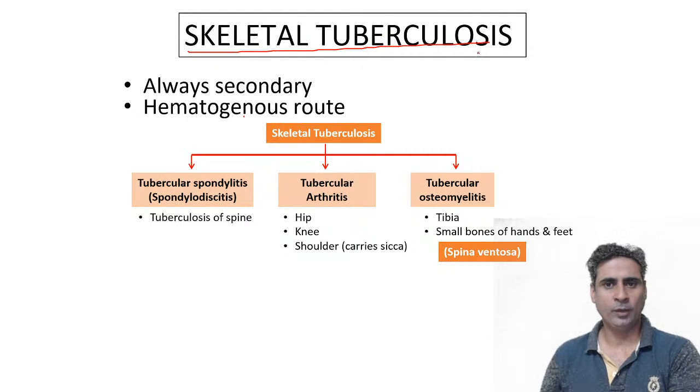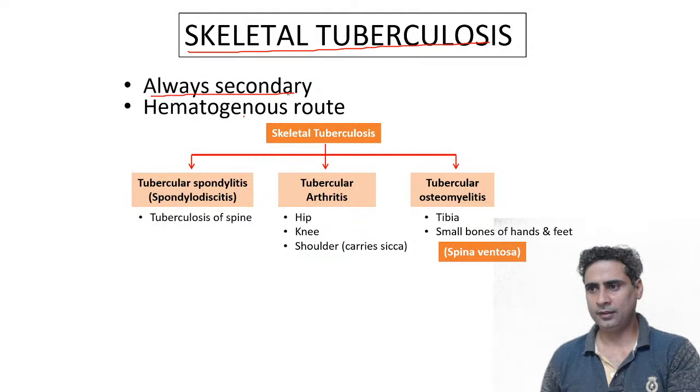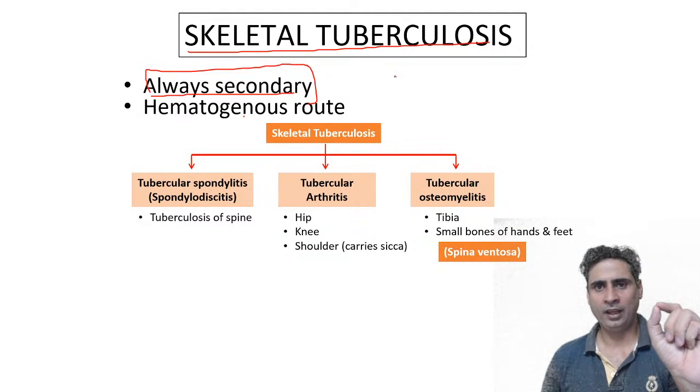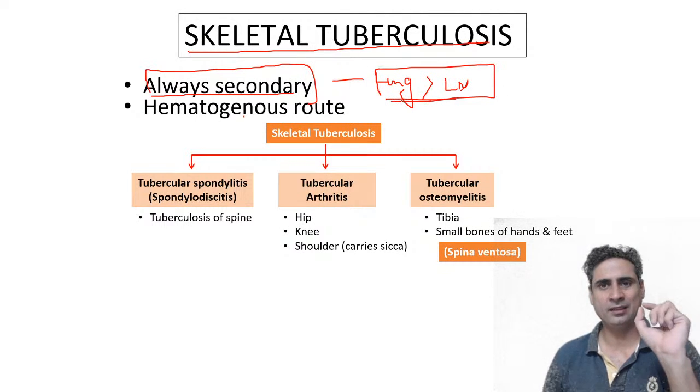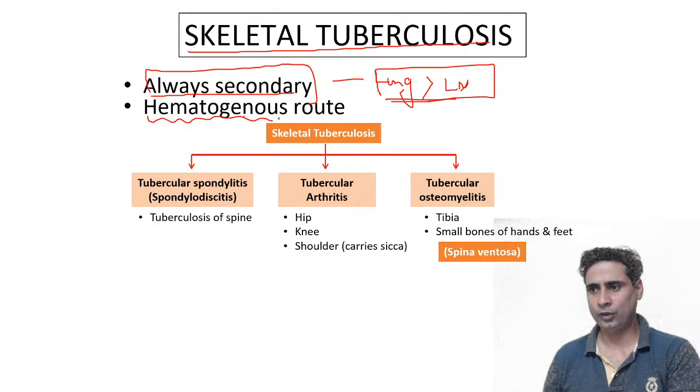Okay, tubercular infections. It is always secondary, and the most common primary site from where infection comes to the bone is lung, followed by lymph nodes. So from lungs and lymph node, this Mycobacterium tuberculosis reaches the bone through hematogenous route, either bones or joints. Okay, so this skeletal tuberculosis is divided into following types.